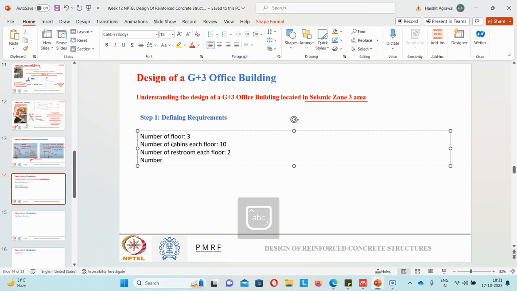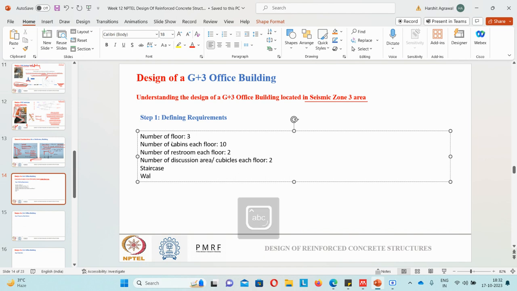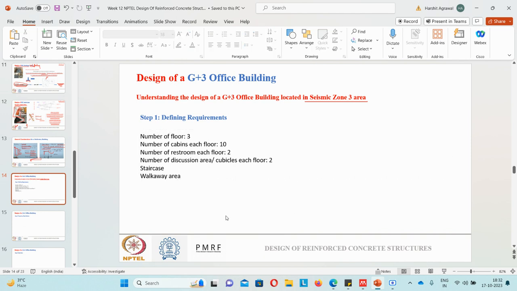Number of discussion areas, when we are talking about the office building, discussion area can also come into account. So number of discussion areas or areas where there are cubicles. Okay, so suppose that is again 2 on each floor. And I will have a staircase area, that is obvious. And I have a walkway area or balcony or something, you can say. Okay, so these are basic requirements of an office building. Suppose I am having this basic requirement of an office building.